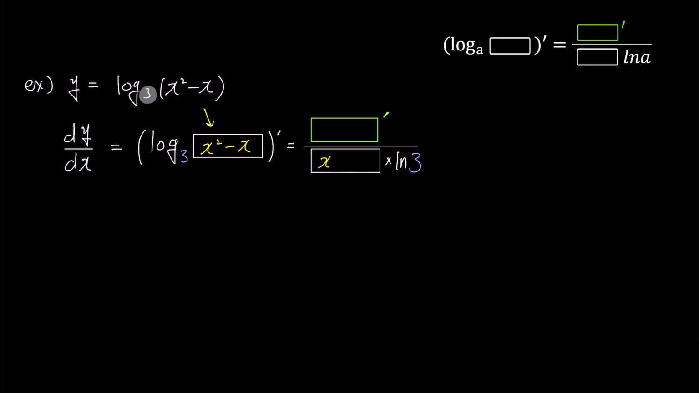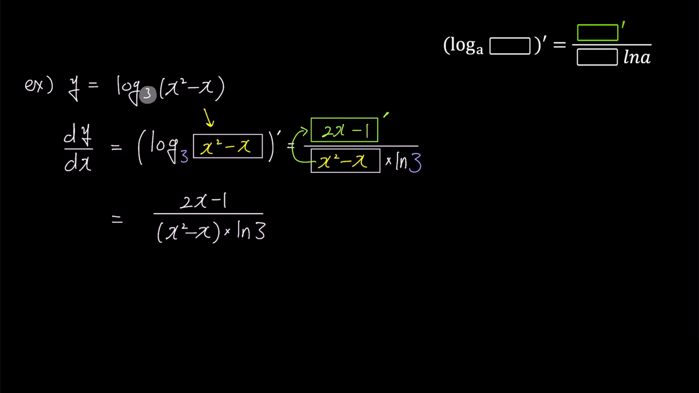We'll also put the same term in the box of the denominator on the right. For the green box prime, we need to differentiate the term in the denominator and place it there. The derivative of x squared minus x is 2x minus 1, which we'll put in the box prime. Rewriting the answer, we have 2x minus 1 over x squared minus x times ln 3.